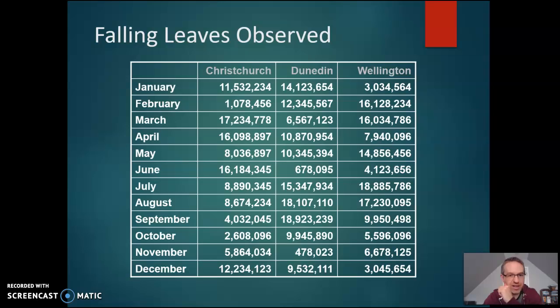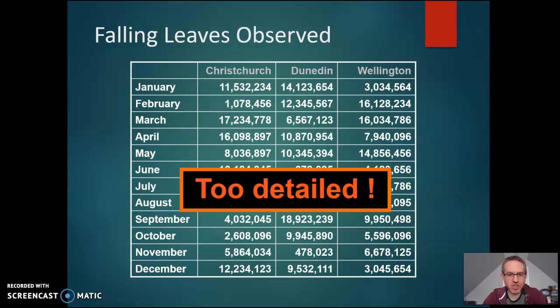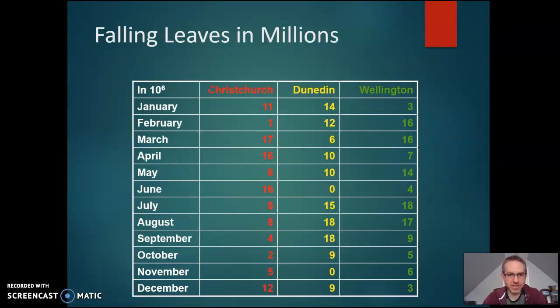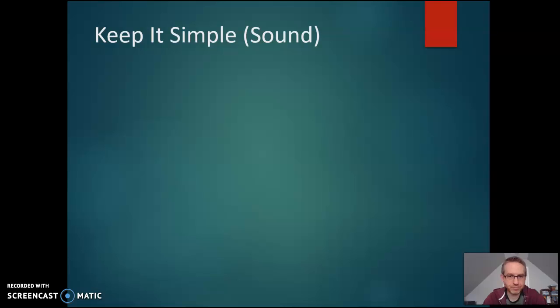So here you look at that, and I guess this is New Zealand leaves that are falling. That's too much information. This is way simpler. You say this is in millions. That might actually be usable. Again, I don't like those colors. We'll talk about that in a bit.